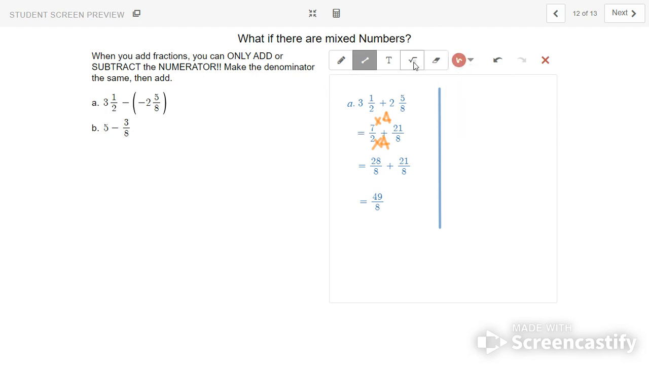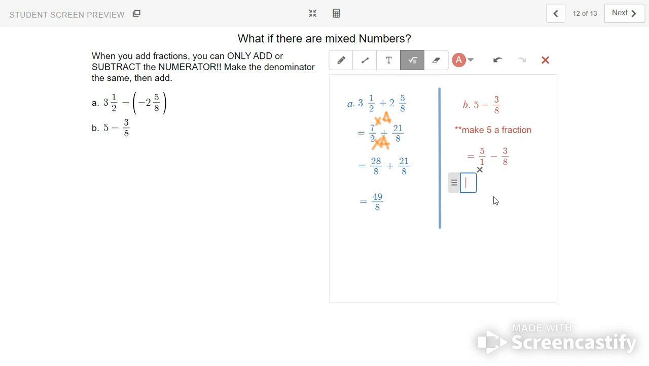Let's do our second question now. Second question, 5 minus 3/8. Now, 5 isn't a fraction. We need to make 5 a fraction. We remember that 5 can always be made a fraction if I make it 5 over 1. 5 over 1 minus 3/8 is our fraction.